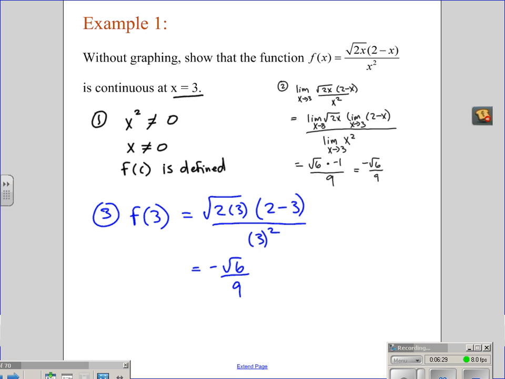Okay, now what we are able to say is that f of 3 is equal to the limit of f of x as x approaches 3. So all three of those combined tells us that, without graphing, this function f of x is continuous at the point x equals 3.